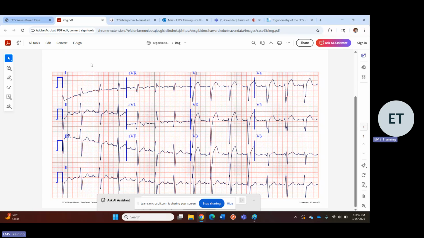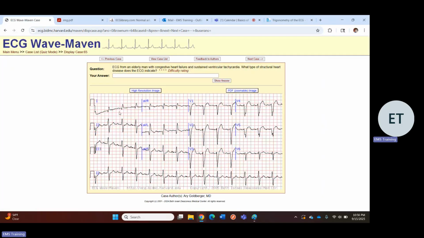But let's see. I could be totally wrong, and that's okay, because we are being brave, and we are looking at all of these without any clinical context. Pure EKG diagnostics, baby. All right, let's see.